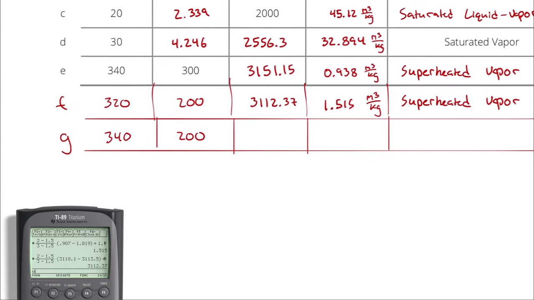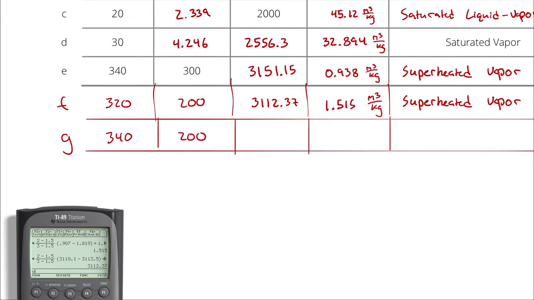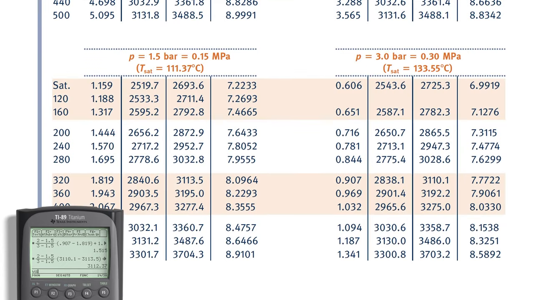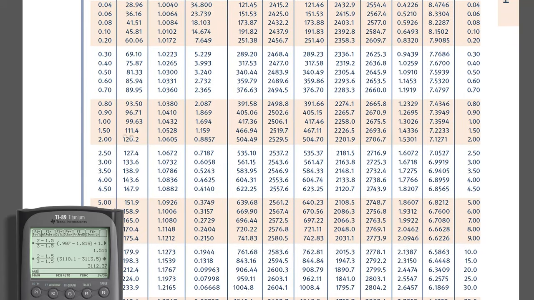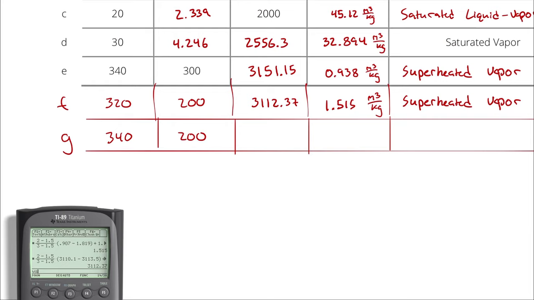So, if we were to go through the same procedure, looking at the saturation temperature corresponding to our pressure, again, that saturation temperature is going to come from table A3. I see that at a pressure of 2 bar, I have a saturation temperature of 120.2. Our temperature is higher than that. Surprise! It's a superheated vapor. So I'm going to jump back to our superheated water vapor tables.